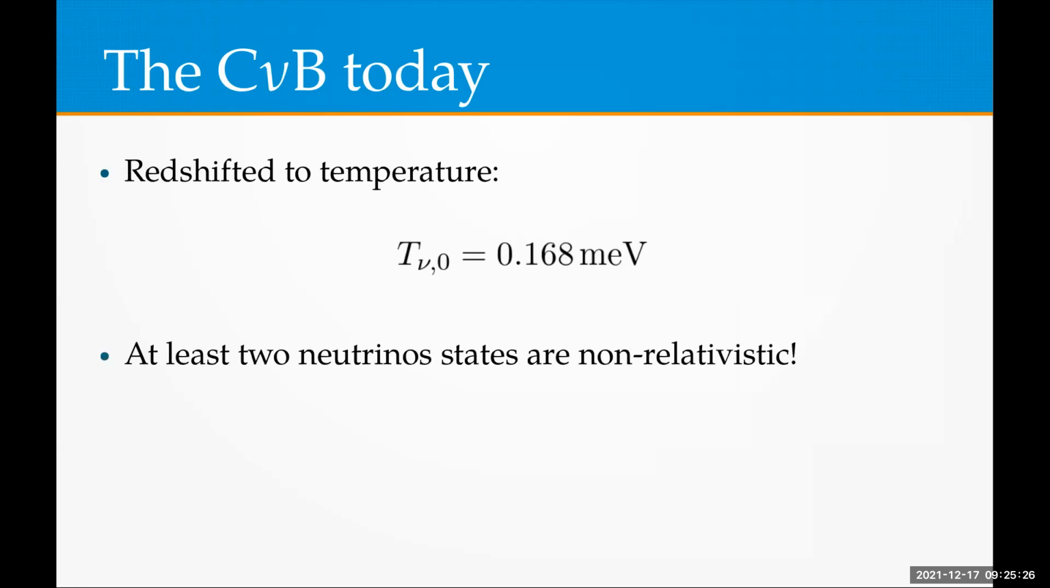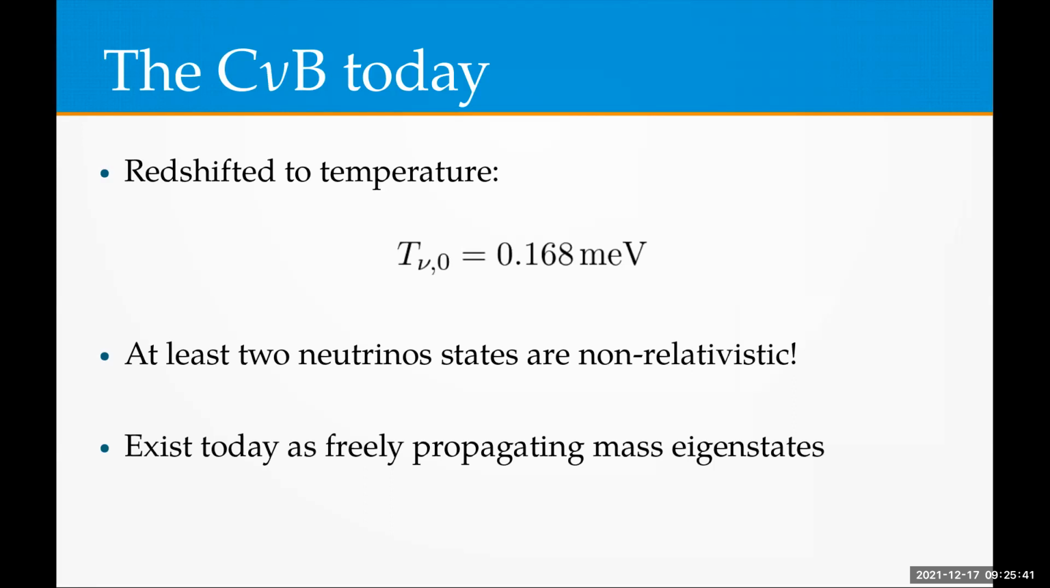So we know from neutrino oscillation experiments that neutrinos have mass, and we know what the mass splittings are between those states. So even if the lightest state is massless, the other two will have a large enough mass that they will be non-relativistic. And secondly, these exist today as freely propagating mass eigenstates. So they're produced in weak interactions in the early universe, but they've existed for so long that they've undergone decoherence, and now they exist as mass eigenstates rather than the flavor eigenstates that we typically talk about in weak interactions.